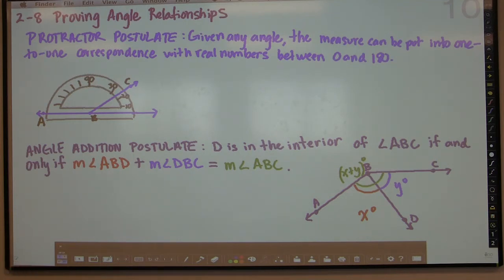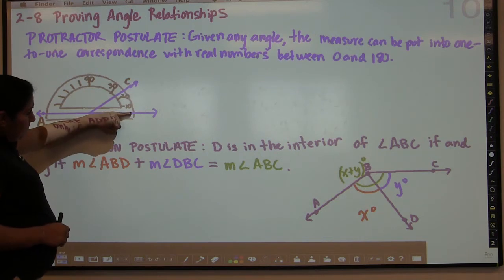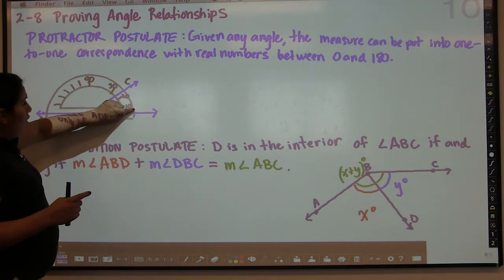In the last section, we had the ruler postulate, which basically told us that we could measure segments, and in a similar fashion we have the protractor postulate. It gets kind of wordy, but I just want to remind you that it enables us to measure angles with this little device, the protractor. It says, given any angle, the measure can be put into one-to-one correspondence with the real numbers between 0 and 180, which basically means that like a ruler, we can start right about here, and any number between 0 and 180 that exists can also be found on our protractor.